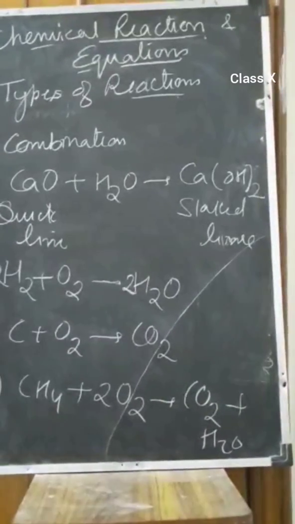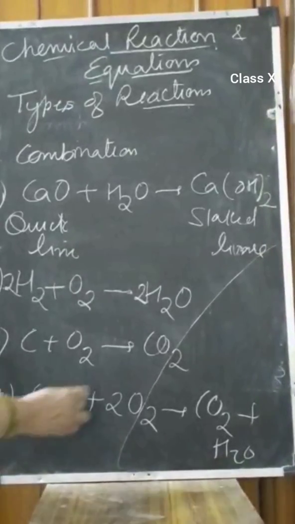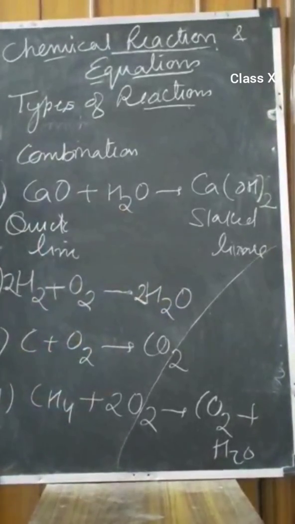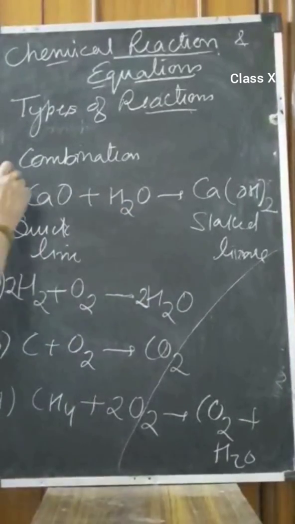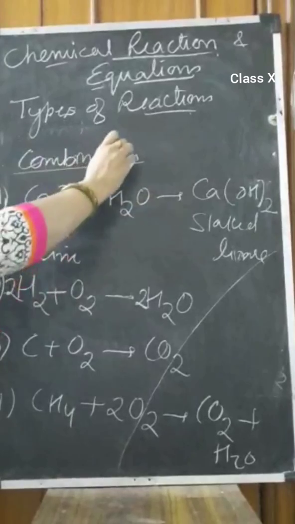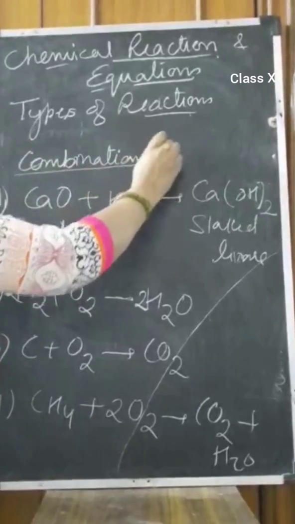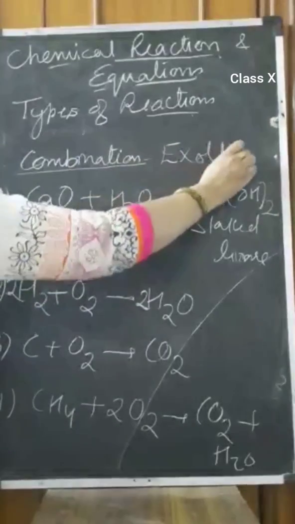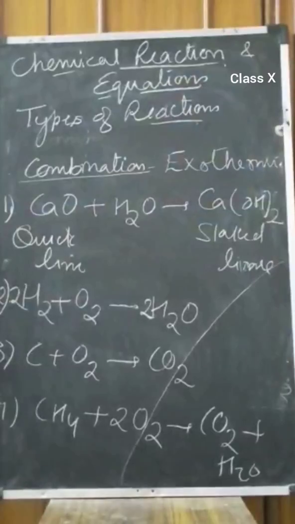Now in all these reactions there is a formation of heat, light or energy. So whenever a combination reaction occurs, there is a liberation of heat, light or energy, and that's why they are called exothermic reactions. So another name for combination reaction is exothermic reaction.